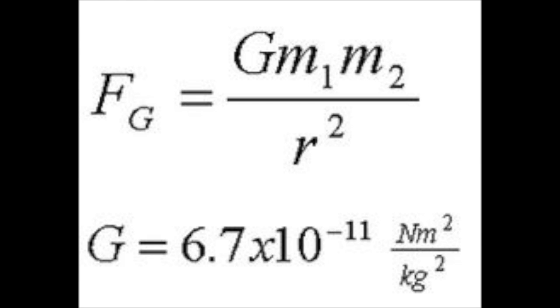The force of gravity is a force between two masses. It varies with the product of the masses, G, and inversely with the square of the distance between them. This is the equation, where G is the universal gravitational constant, m1 and m2 are point masses, and r is the distance between them. Gravitational force is always negative because it is always attractive.